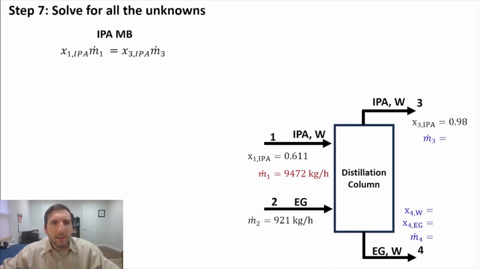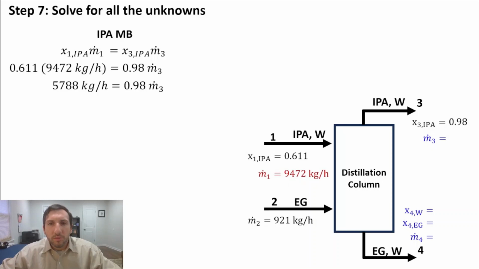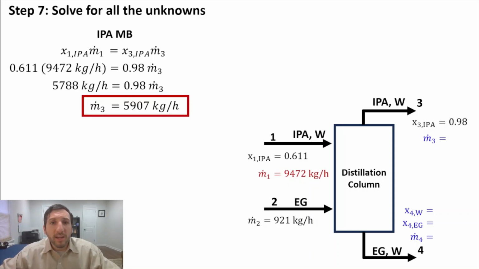We go to the IPA material balance. We can have our substituted values present. And if you look carefully at the IPA material balance, what you'll see is that you have everything other than M3 dot. And so we combine a couple of terms, and now we can solve for M3 dot, and we're going to get that M3 dot is equal to 5,907 kilograms per hour. And now we've got another term taken care of, which is great.